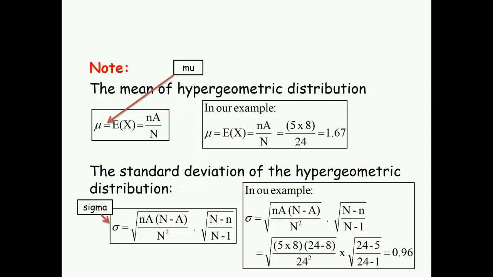So we did hypergeometric, we did Poisson. So we finish with discrete. Now we will go to the continuous.